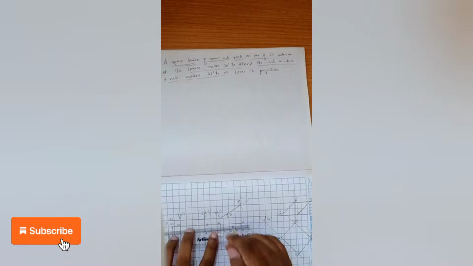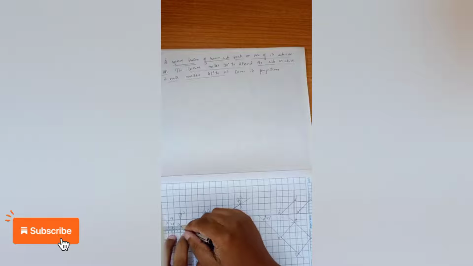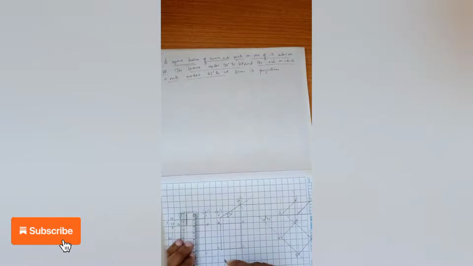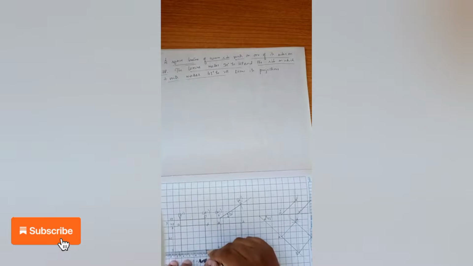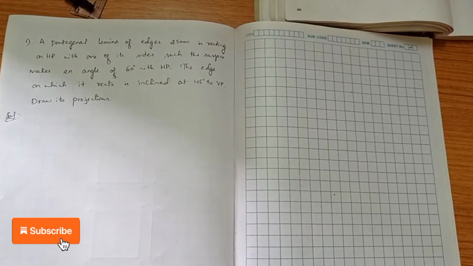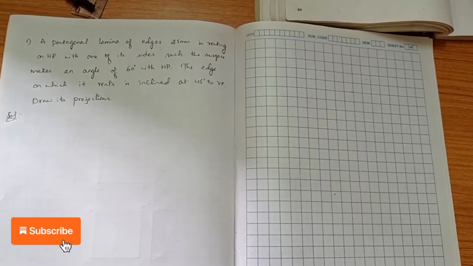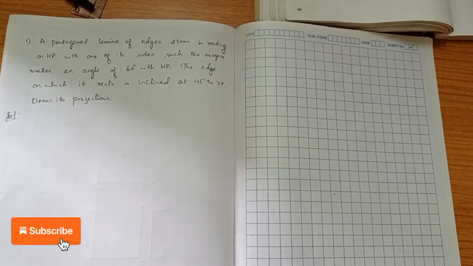So this is our normal type of problem in the square. Now finally we are going to mark all these six projections. Today we are going to learn another problem on pentagonal lamina with the normal type of problem.